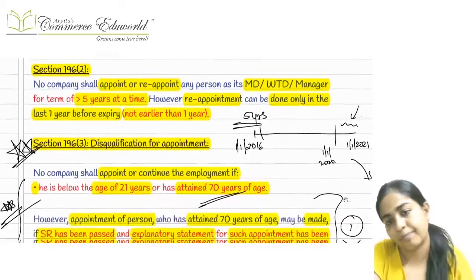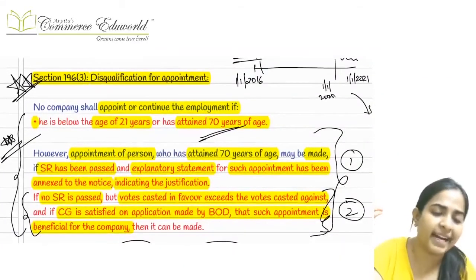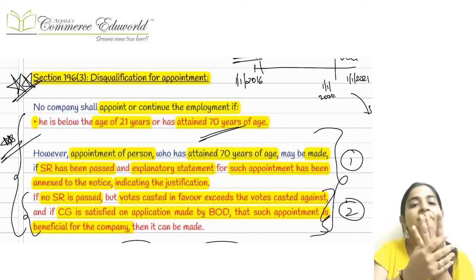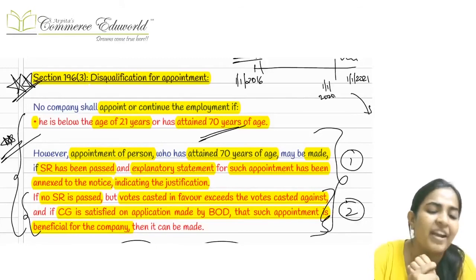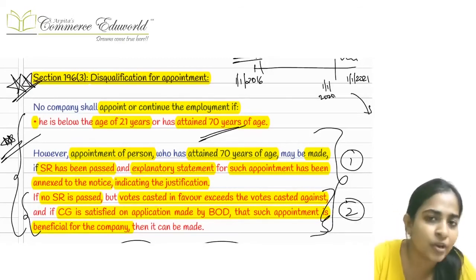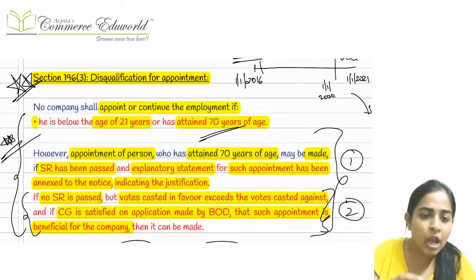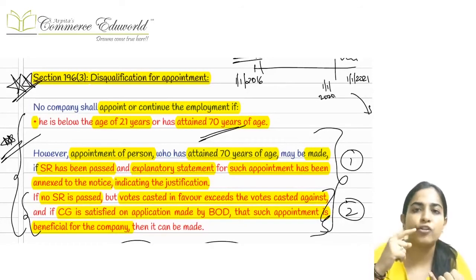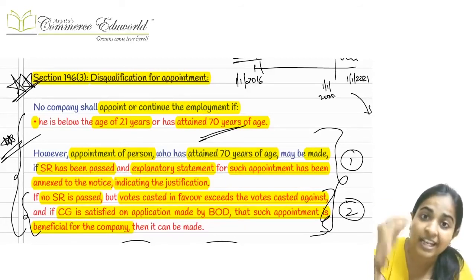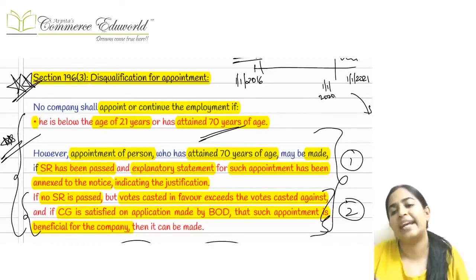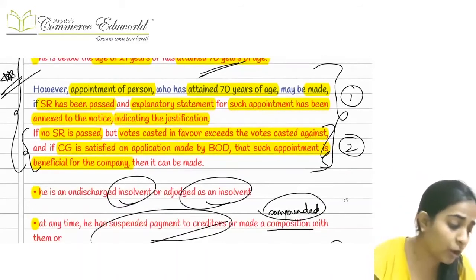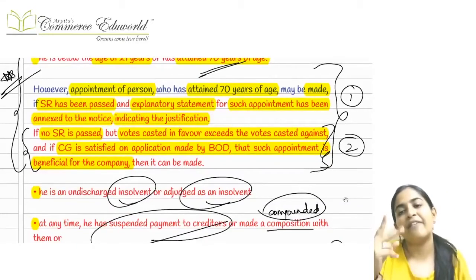Now, section number 196, subsection 3, which is very, very important, which talks about the disqualification. We are going to get 4 points here. If any of the pointers are attracted, then that particular managerial personnel is disqualified for appointment. First of all, if he is below the age of 21 years, or if he has attained the age of 70 years, if he has touched the age of 70 years, then he is not eligible for appointment. Okay, but here we have certain exceptions. We have 2 exceptions here.